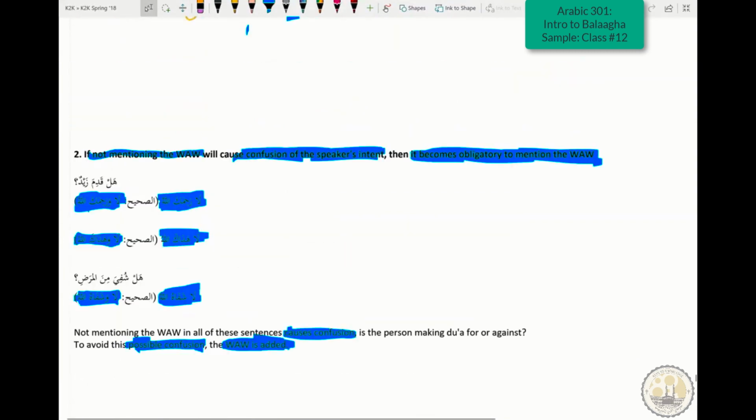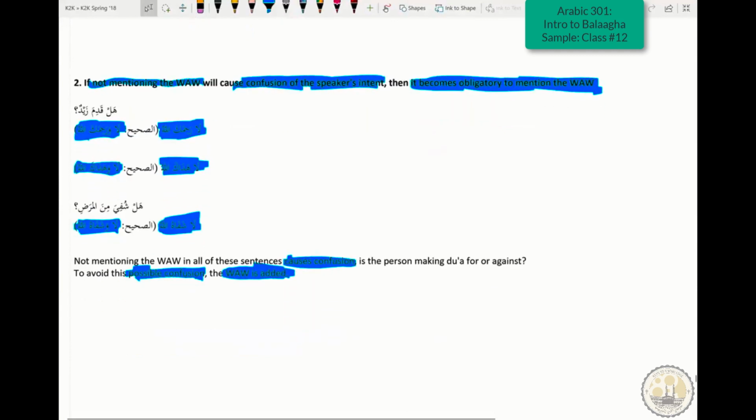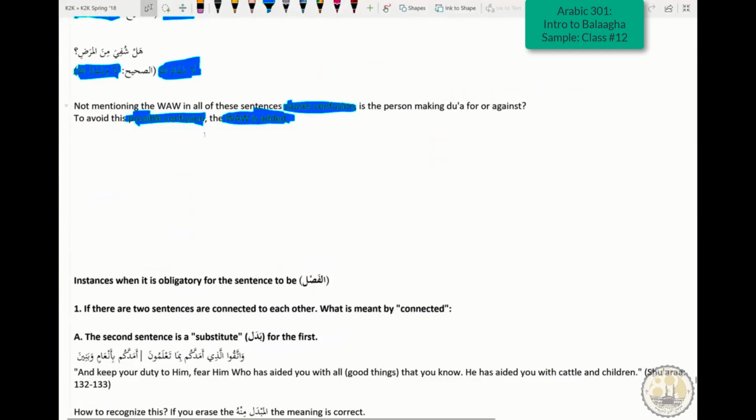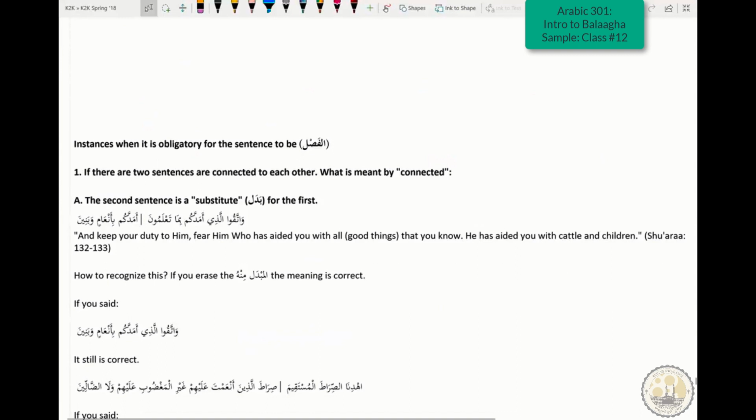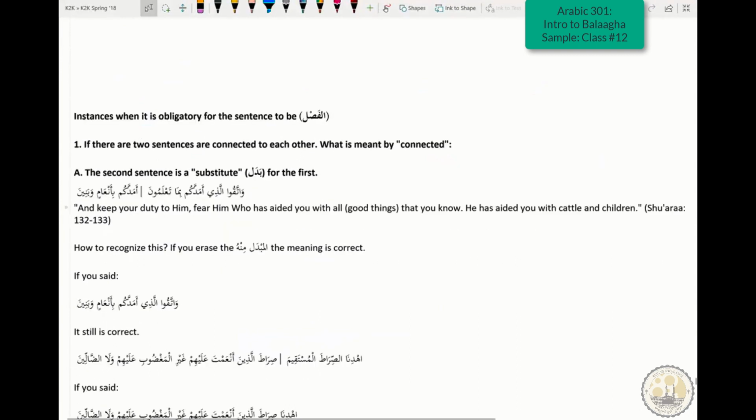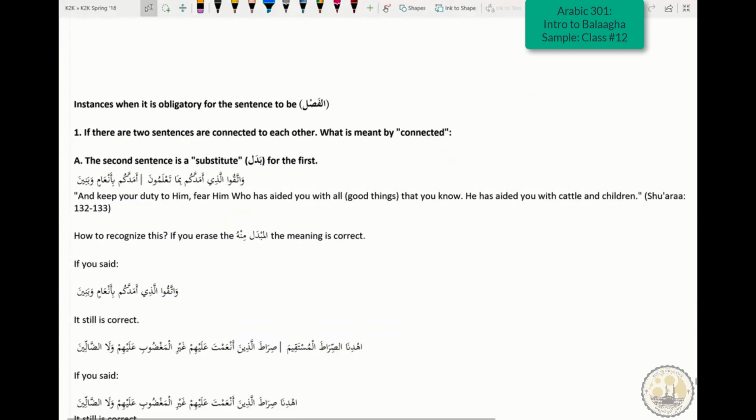So these are two instances. These are the two instances where you have to add the wow al-atifah. And that answers the question. What do we call this wow? Remember, we're speaking about al-wow al-atifah. Okay? Not any other type of wow. Like al-wow al-thamina. Does anyone know the wow al-thamina? What is that?